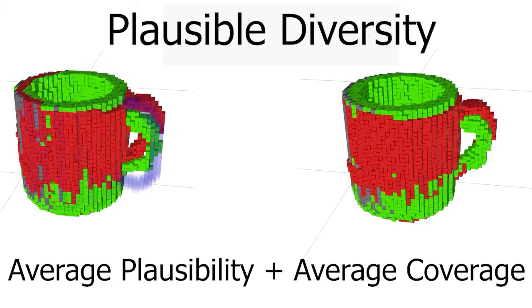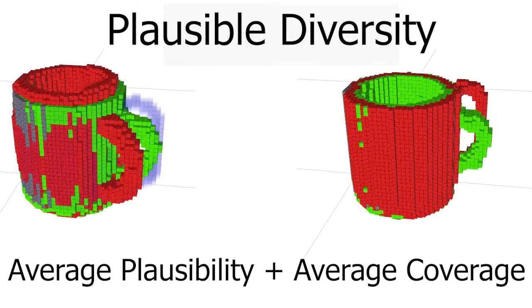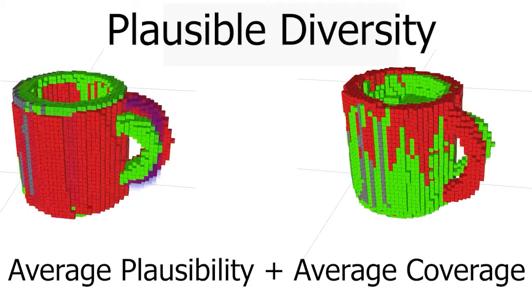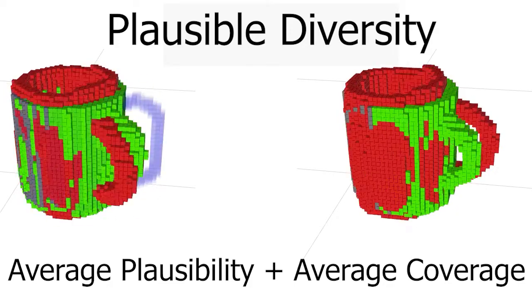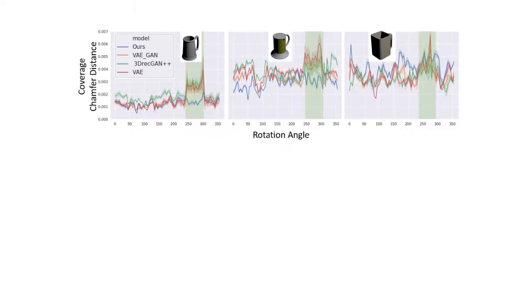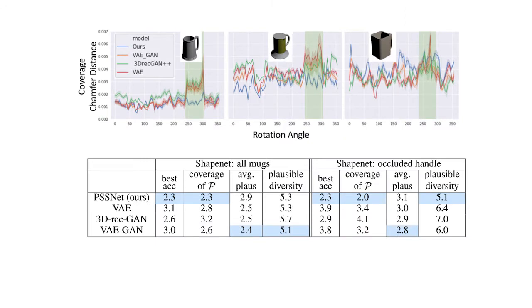For mugs, we find that when the handle is visible, all methods perform similarly and diverse samples are not needed. When the handle is occluded, our plausible shape sampling network achieves both better coverage and better plausible diversity.